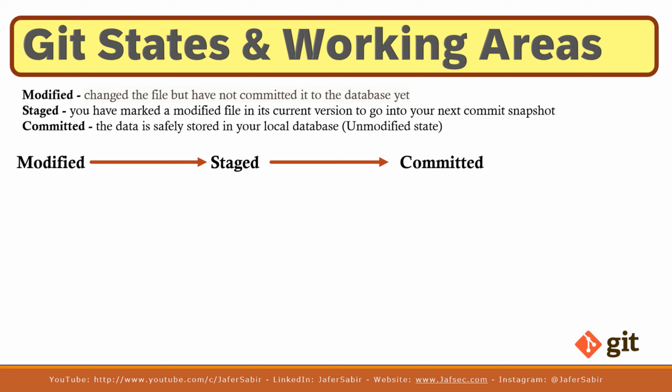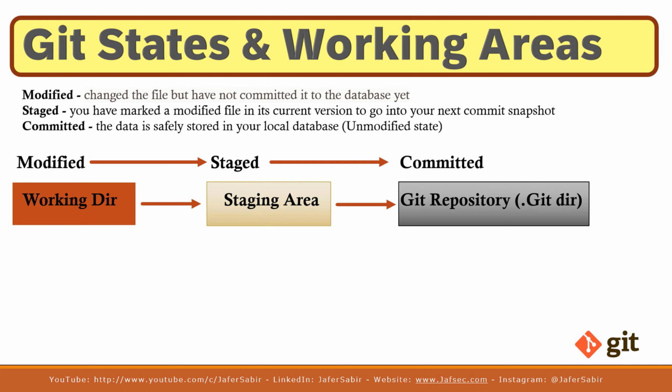And then you have the committed state. So in this state, you can see it as the data is safely stored in your local database. So it's been committed. Or in other words, a snapshot has been taken of the Git repository. So in this state, you have a committed snapshot of your repository, which you can revert back to if you have any problems in the future.